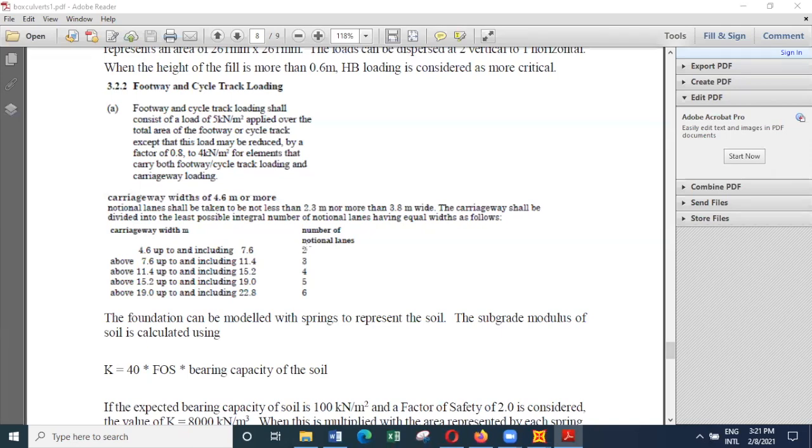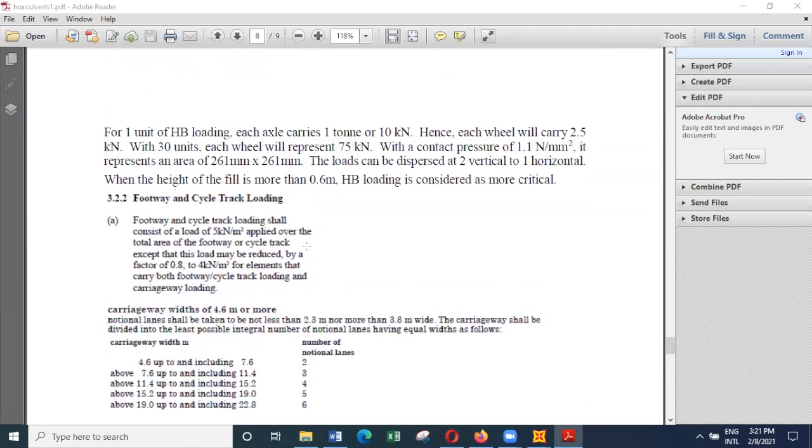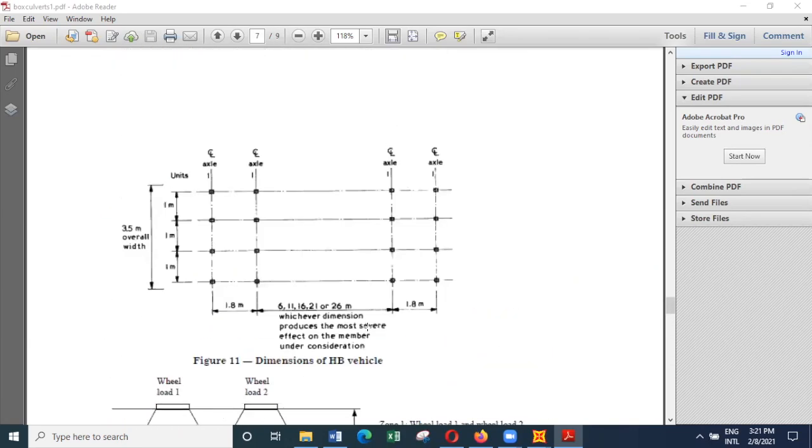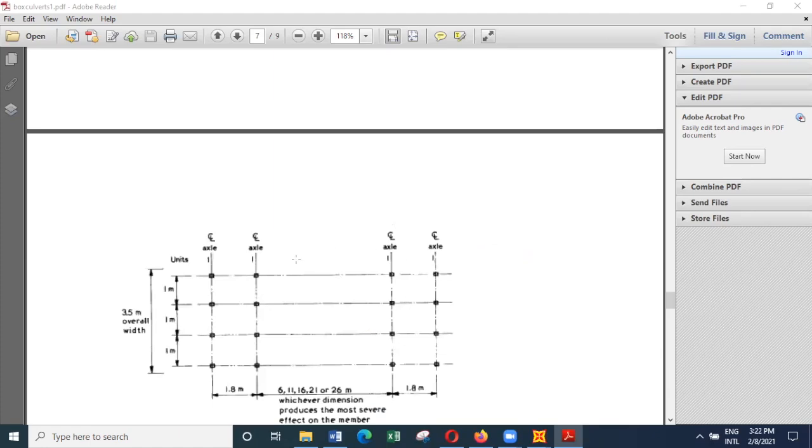Whereas in the Eurocode, it's slightly different. They have fixed lane width, which is 3 meters. So this will not affect us very much because we are dealing with box culverts. And then in addition to that, they define something called B-type loading.